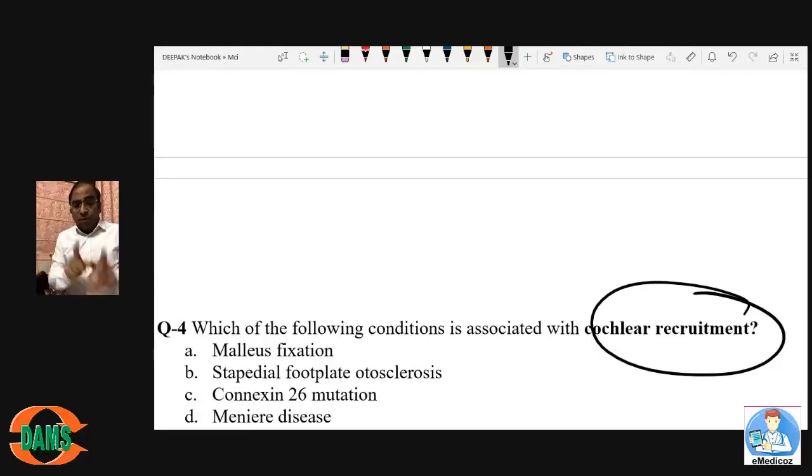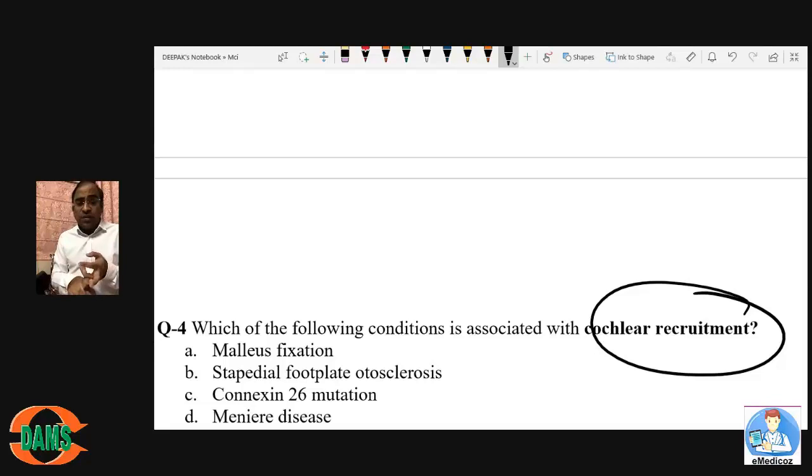Am I understanding? Now, even if you don't know the recruitment phenomenon, my dear Damsonians, I have given you the clue in the MCQ: the word cochlear itself is given to you, cochlear recruitment. So recruitment is a property of sensory deafness. Can I simplify this question? Which of the following is a good example of cochlear deafness? Absolutely. Malleus fixation, conductive. Stapes fixation, conductive. Connexin 26 mutation, yes, is one of the possibilities.